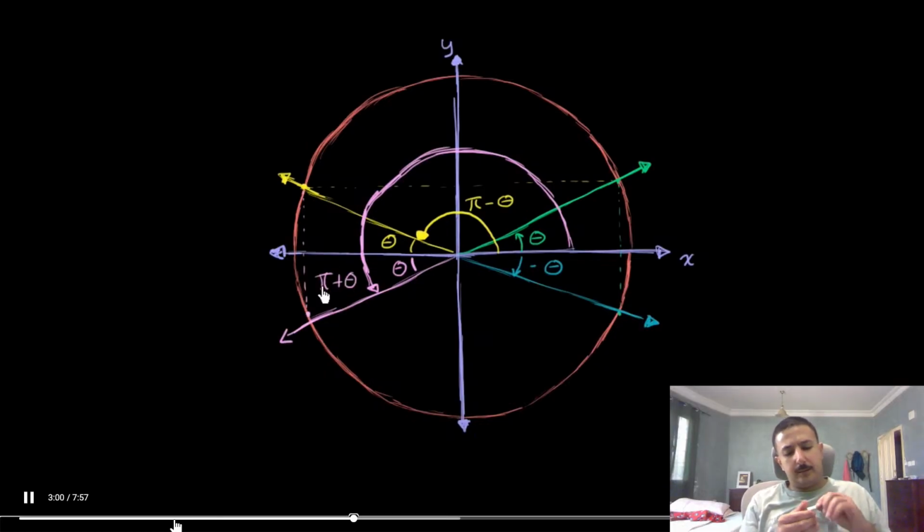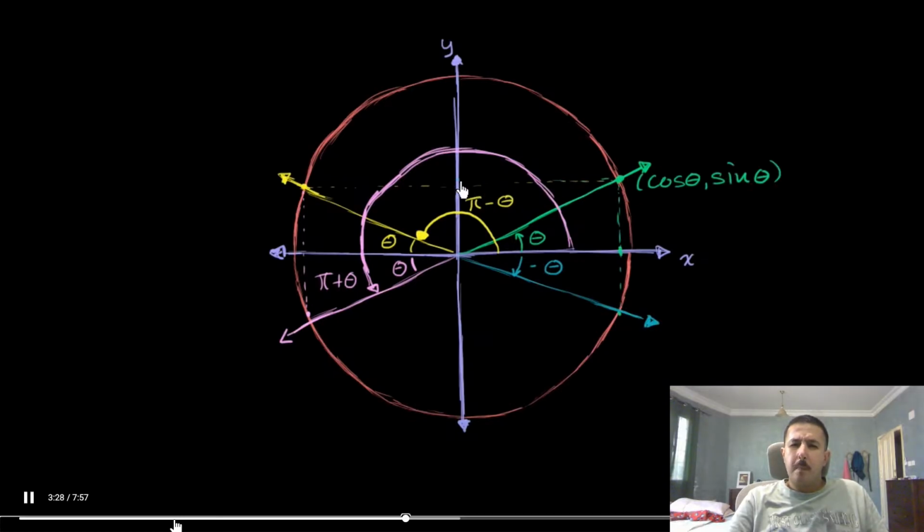Now that we've figured out these different symmetries, let's think about how the sines and cosines of these different angles relate to each other. The x-coordinate is cosine of theta, and the y-coordinate would be sine of theta. At this point right over here, the x-coordinate is cosine of pi minus theta.